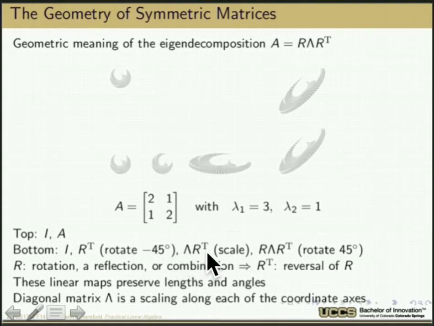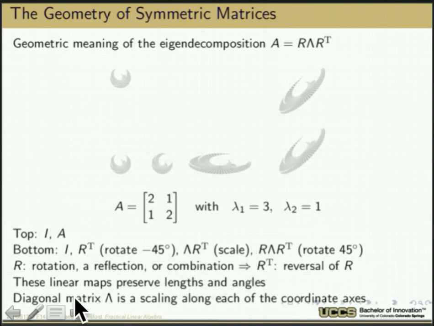Then we're starting from the right-hand side. We're going to go R transpose lambda R. So R transpose is rotate by minus 45 degrees. So notice how the tips of this have rotated back. Then we're going to scale, but we're only scaling along the axes. So we're going to scale this axis by 3 and that axis by 1, and then rotate it back up. Okay, so this linear map preserves lengths and angles in terms of the rotations, right?